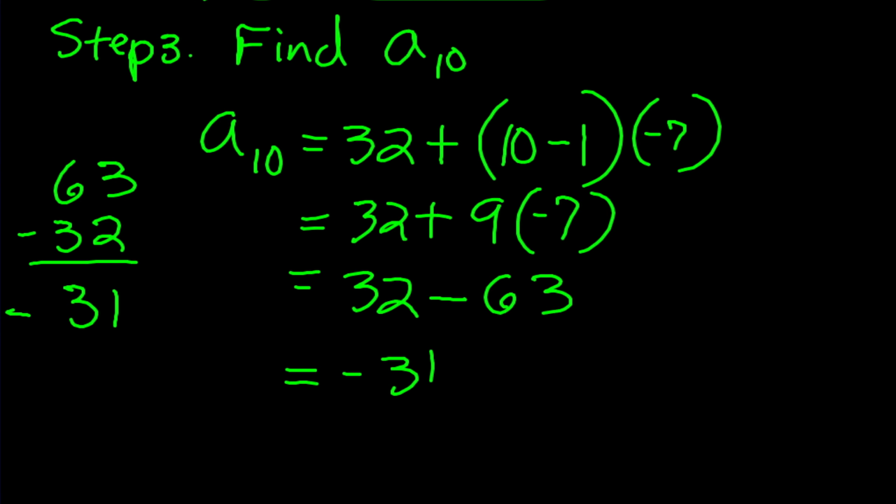So the 10th term, a sub 10, in this sequence, using our general rule or general formula, is going to be equal to negative 31.